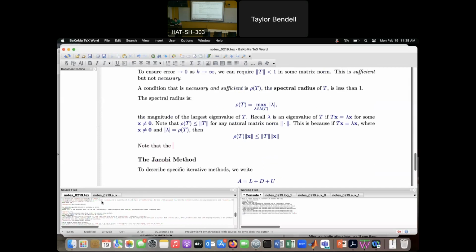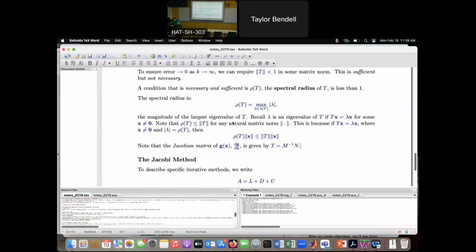The Jacobian matrix of our iteration function g of x, now the Jacobian matrix is just the generalization of the derivative to functions of several variables. So the Jacobian matrix, in other words the derivative of g with respect to x, is given by T, which is M inverse N.